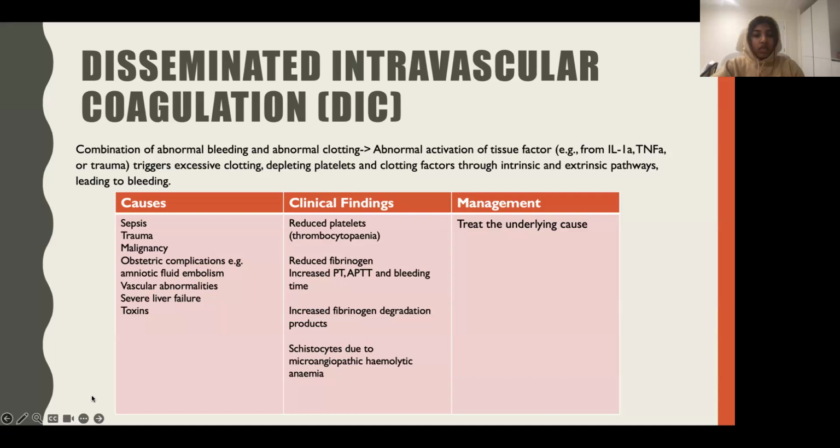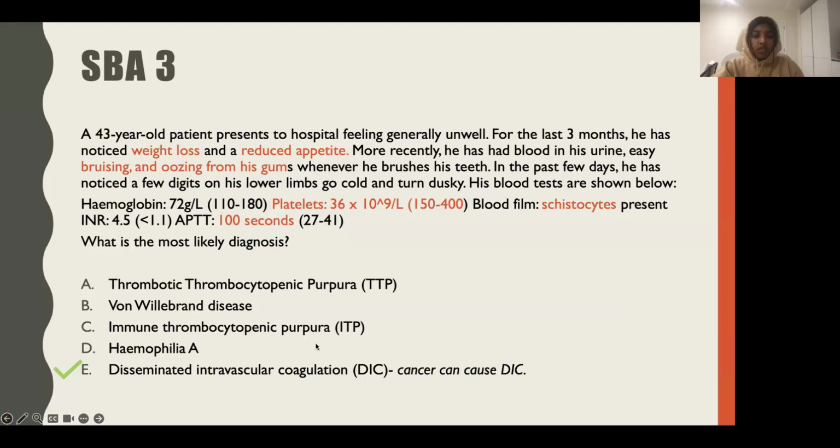So in TTP and ITP, you won't be seeing schistocytes. So if you see schistocytes, think DIC. In TTP and ITP, you'll be seeing other things.